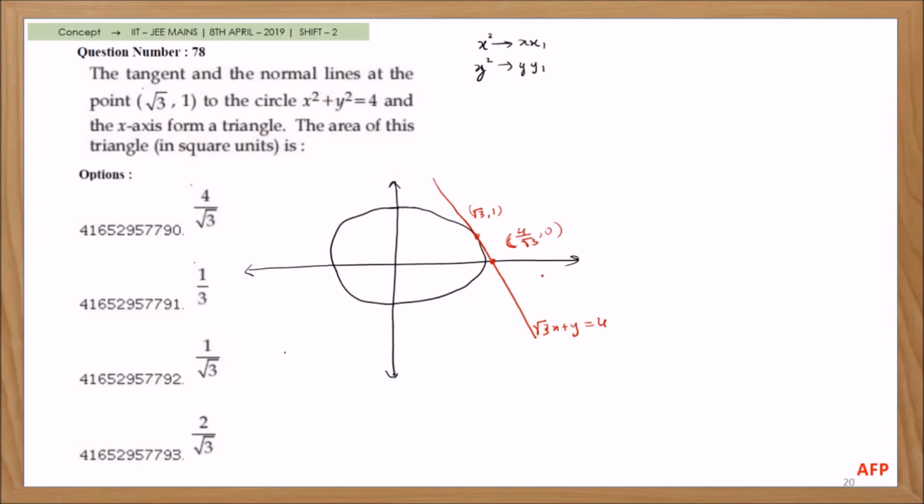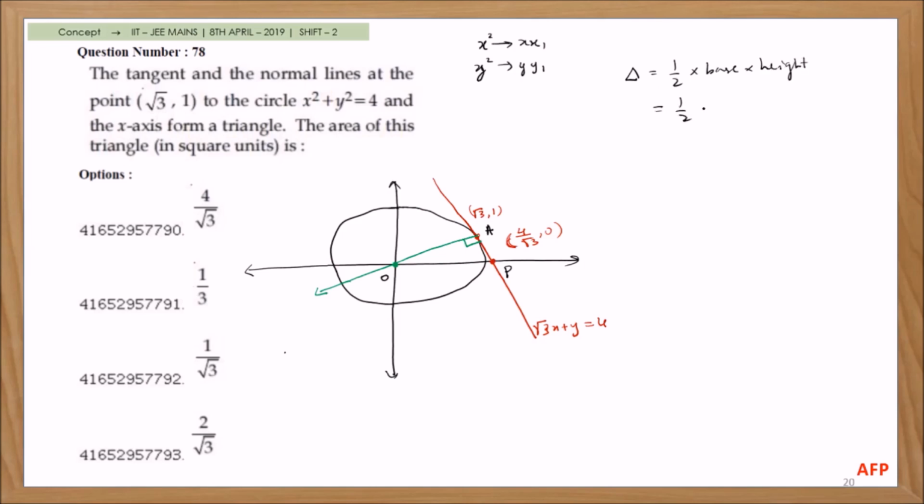And the normal to the circle, it is always passing through the origin. So and here it is 90 degrees. So now this is a right angle triangle. So right angle triangle here, if you take O here, tangent point A you take here, you take it as P here. So then the area of a triangle is half into base into height.